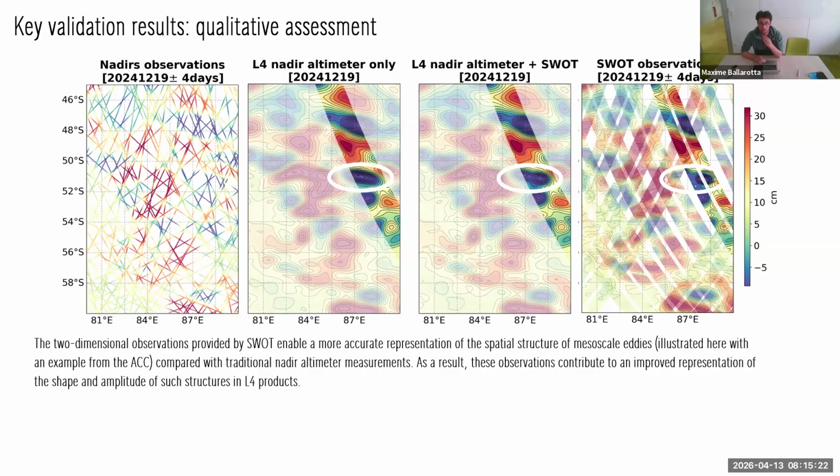Potentially, this better representation, closer to the SWOT 2D observation, translates to a better map or reduced mapping error at the end. So the major change that you will see in the product is this improved representation of the shape and the amplitude of the structures in the level 4 product.